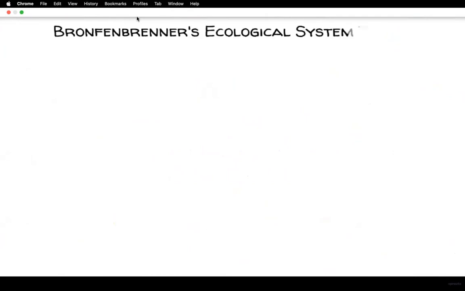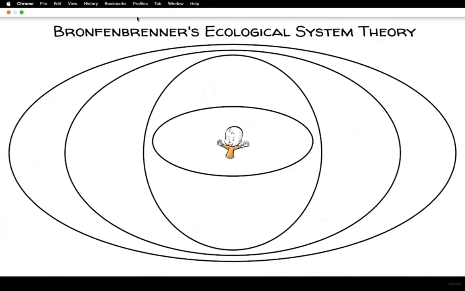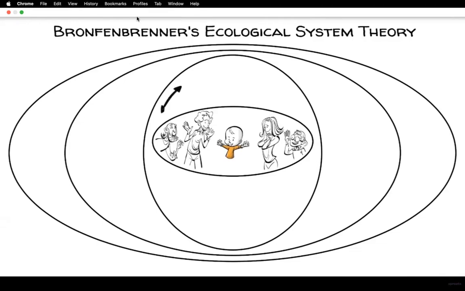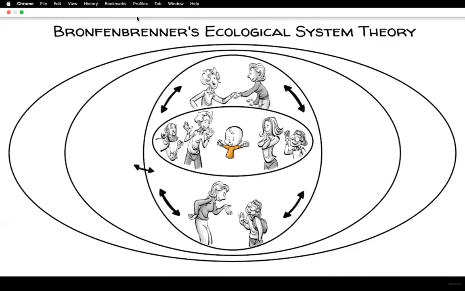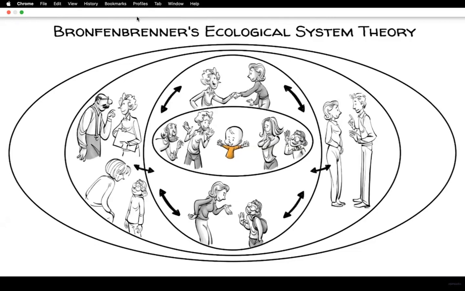Bronfenbrenner's ecological system theory conceives that a child is influenced by 5 ecological forces. First comes the microsystem of family and friends that affect the child directly. Second are the forces of the connections between the people around the child, parents with teachers and teachers with peers. Then there are links between social settings that do not directly involve the child, such as the father with his boss, the peers with their parents, and the teacher with the principal.